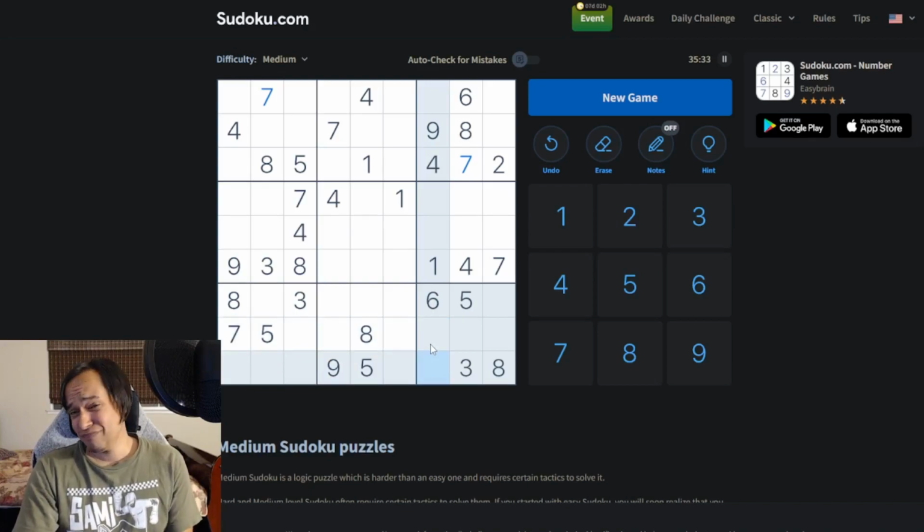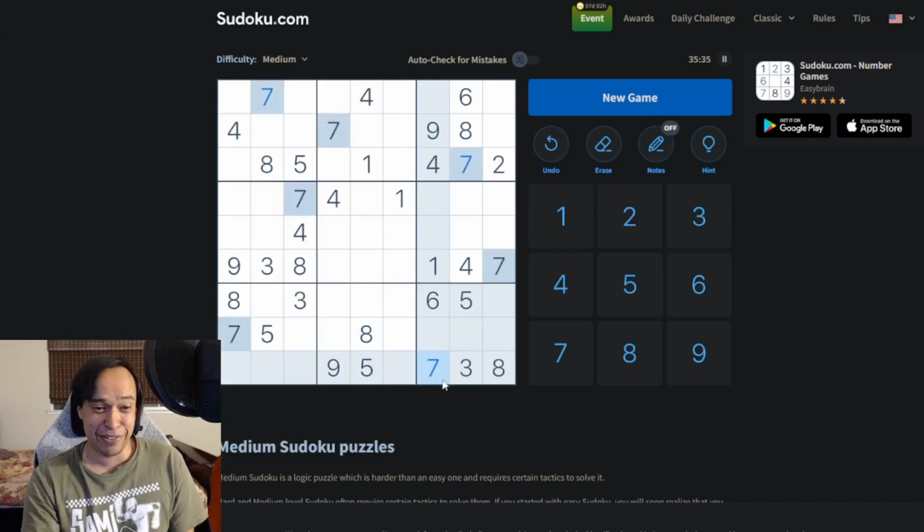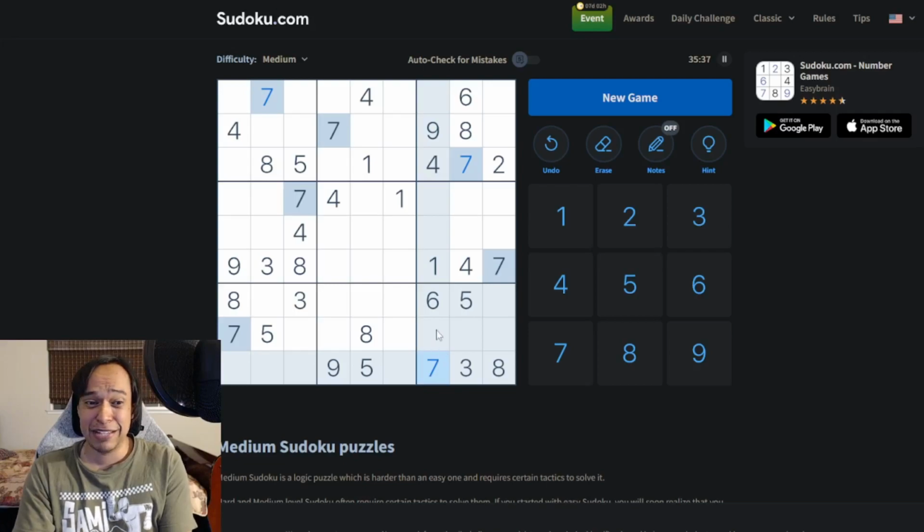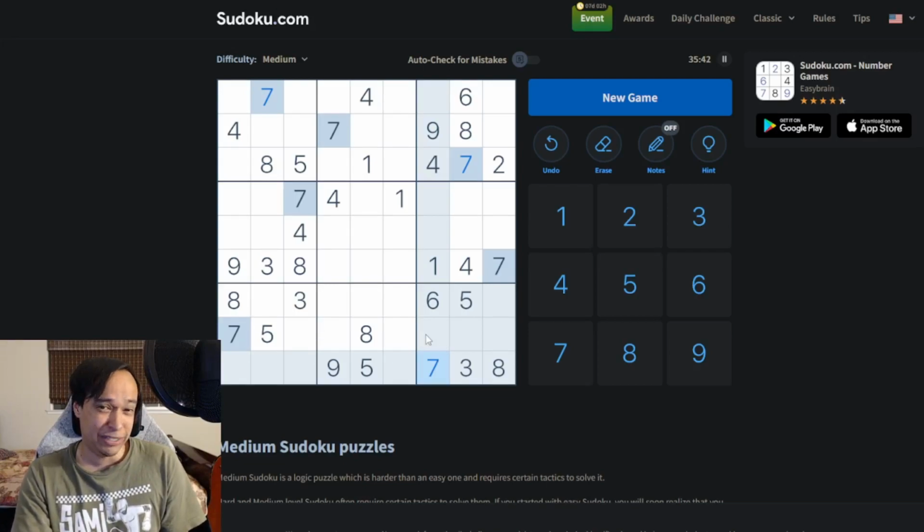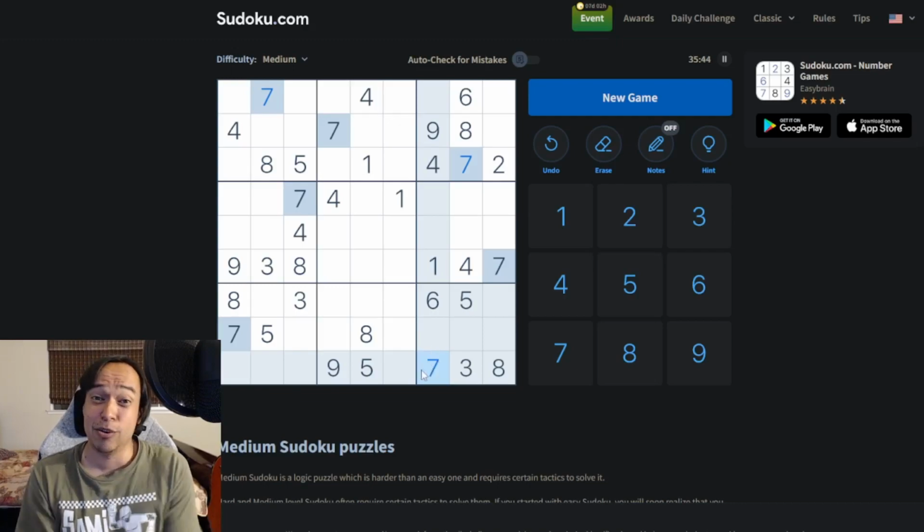Now, I shouldn't be able to say it now, but I already know that it's here. And now how did I know that? Because out of these 2 possibilities, the 7 being here means that this top square is eliminated from the 7 possibilities. So that means it's only in that one.